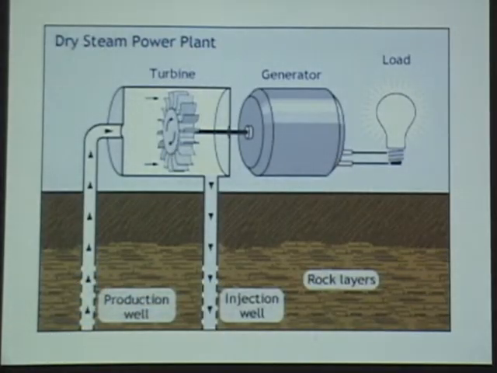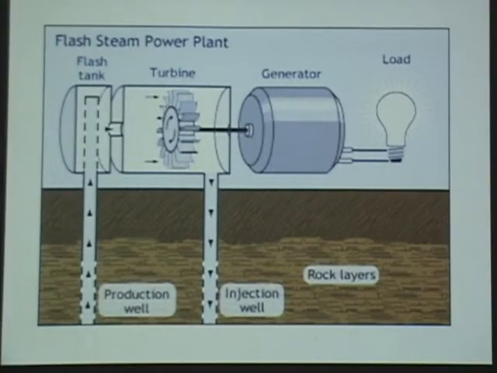In the dry steam power plant, steam enters from the production well and expands through a turbine. The blades of the turbine are caused to rotate, which then powers a generator and produces electricity, which is sent to the grid. Steam is then re-injected as liquid into the injection well.